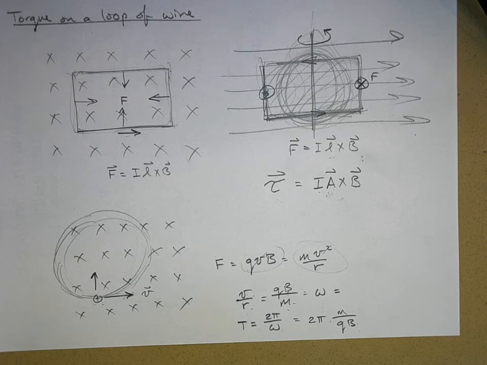Okay. So that was chapter 29. Now we get to chapter 30. Chapter 30 was all about where magnetic fields come from. And there is one law that describes it all, and that's the Biot-Savart law.